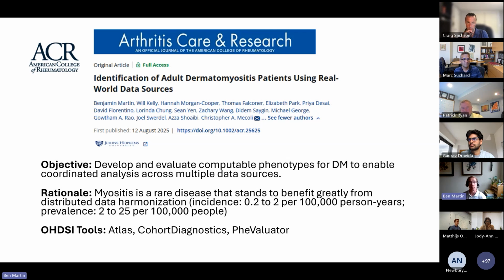So the key rationale here is that OHDSI and distributed large-scale harmonized data networks provide not only an opportunity, but kind of the only way forward for us to answer some clinical questions using observational data in rare diseases. The other thing I want to mention is this particular part of our endeavor, this paper, this project, heavily leaned on the OHDSI tools Atlas, Cohort Diagnostics, and Phevaluator. So the shout outs go to Chris Knoll and Frank DeFalco and Gautam Rao and Azza Shobi and Jill Swirtle and many other people who I'm sure helped to develop and maintain those tools.